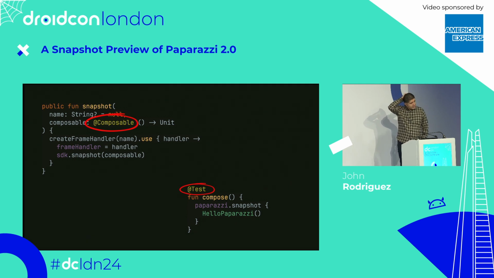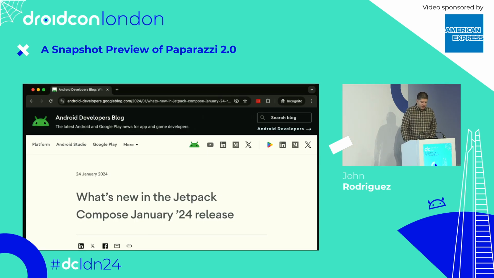The composable annotation, with a multi-platform world, that's probably a lot easier now, but at the time when it was only an Android artifact, this was the way you would be able to reference those types in a JVM module. So pretty important to get composable snapshots.